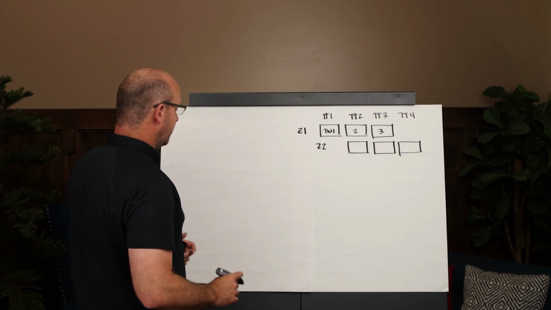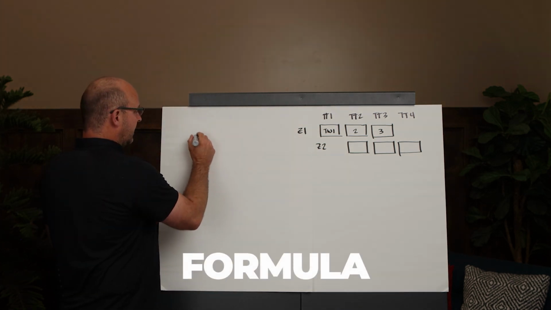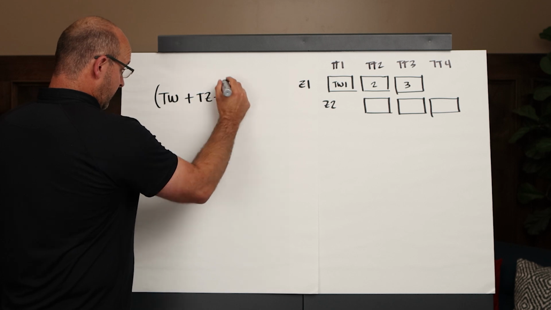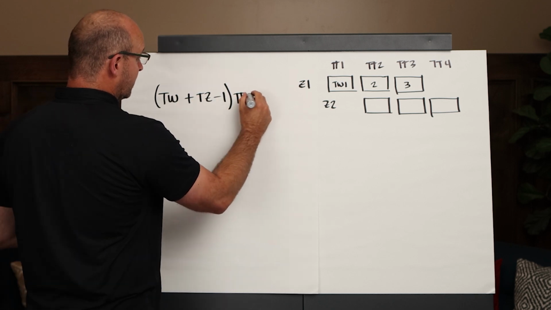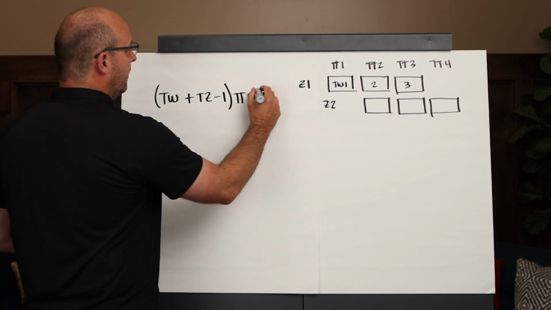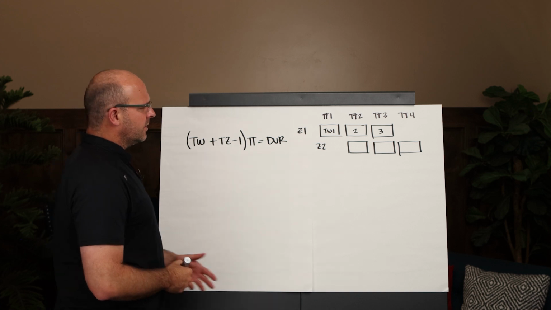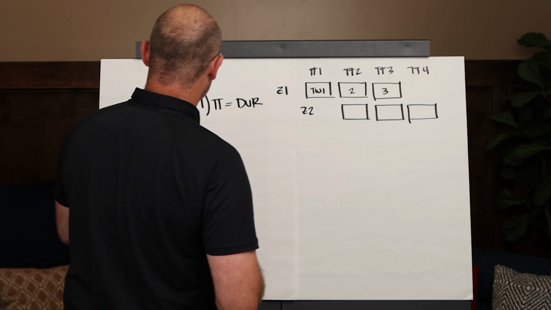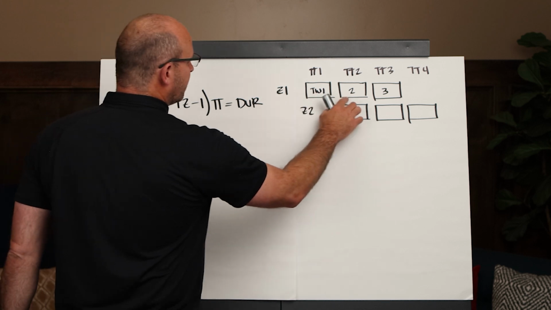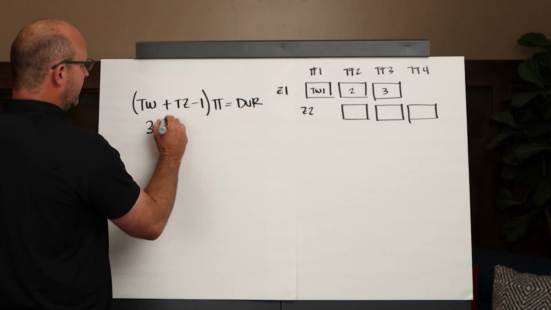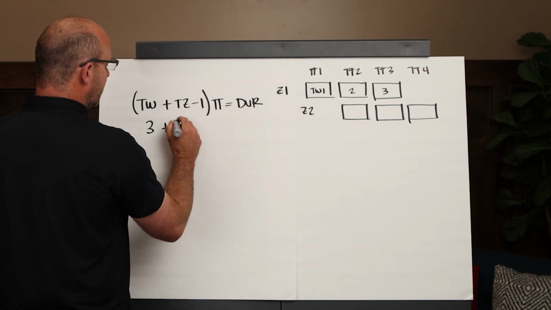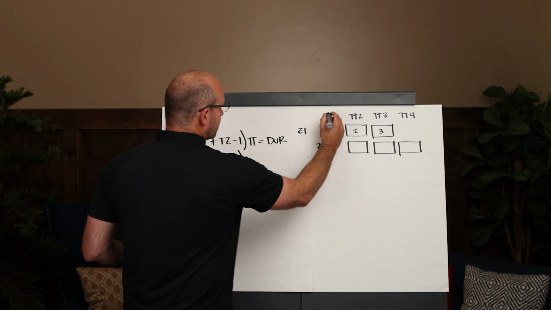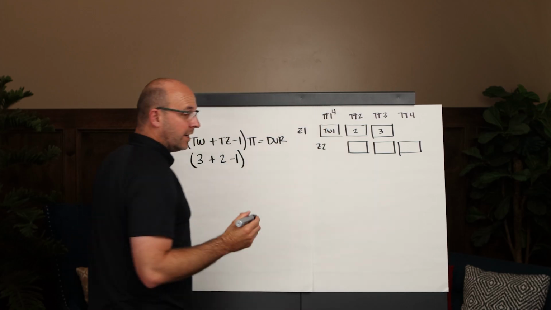We've already talked about the formula: takt wagons plus takt zones minus 1, multiplied by the takt time, equals your duration, okay? So let's just run this through the formula so I can show you how it works. Let's go ahead and plug it in. So takt wagons, we have 1, 2, 3. So that's 3. Plus 1, 2 for our takt zones, minus 1, multiplied by the takt time, and remember we said 4, or I said 4.